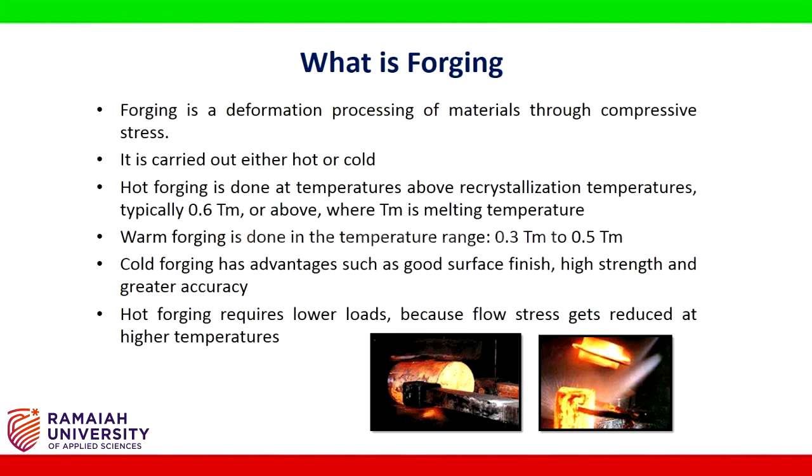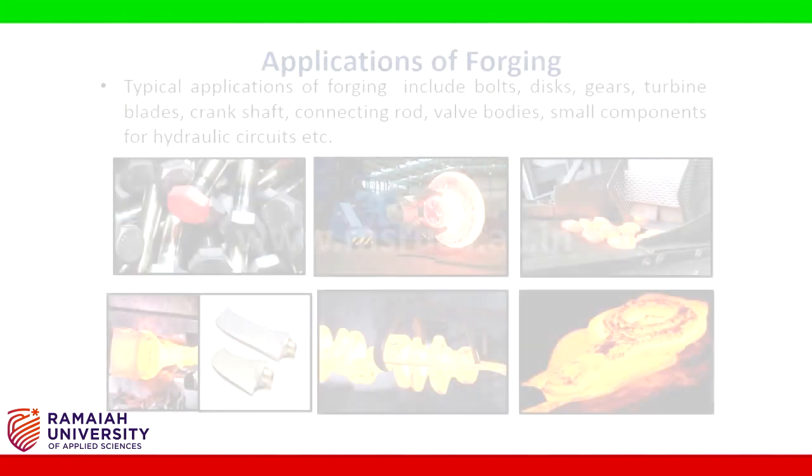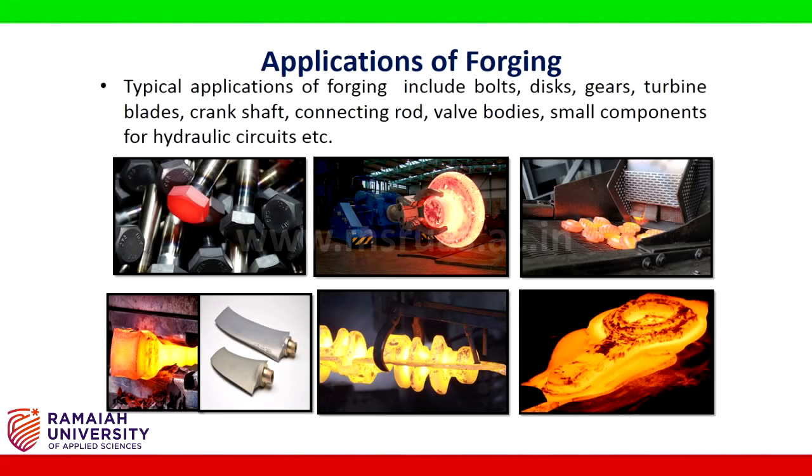Cold forging has advantages such as good surface finish, high strength and greater accuracy. Hot forging requires lower loads because flow stress gets reduced at higher temperatures. Applications of forging. Typical applications of forging include bolts, discs, gears, turbine blades, crankshafts, connecting rods, valve bodies, small components for hydraulic circuits, etc.